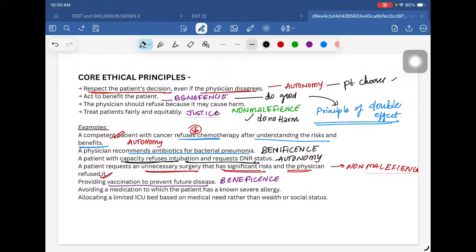Perfect. This is where you don't want to harm the patient. That is why you're avoiding the drug which you know can cause allergy to the patient. This is actually non-maleficence.